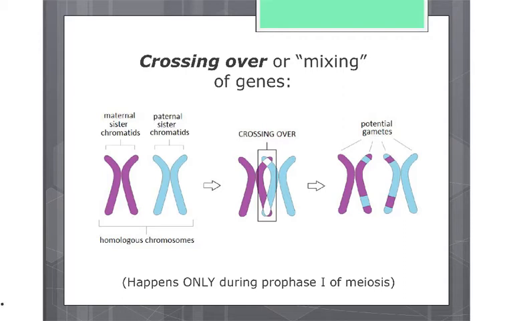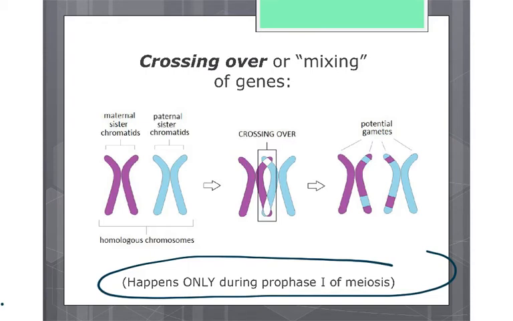Okay, crossing over is the mixing of genes. So this is very important, it only happens during prophase 1. So meiosis 1 in prophase, and this is where crossing over of genetic material will occur. This allows each egg and sperm cell to be genetically different than the sperm or egg next to them. So this allows siblings to have those differences in traits.